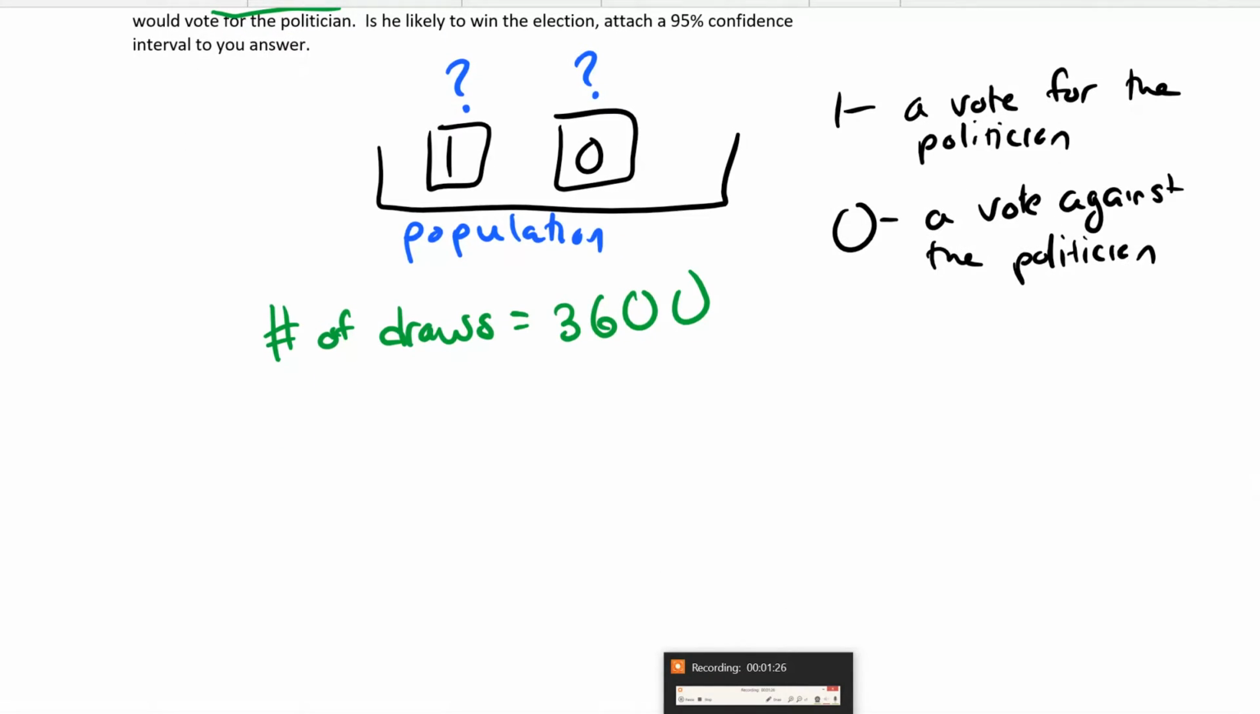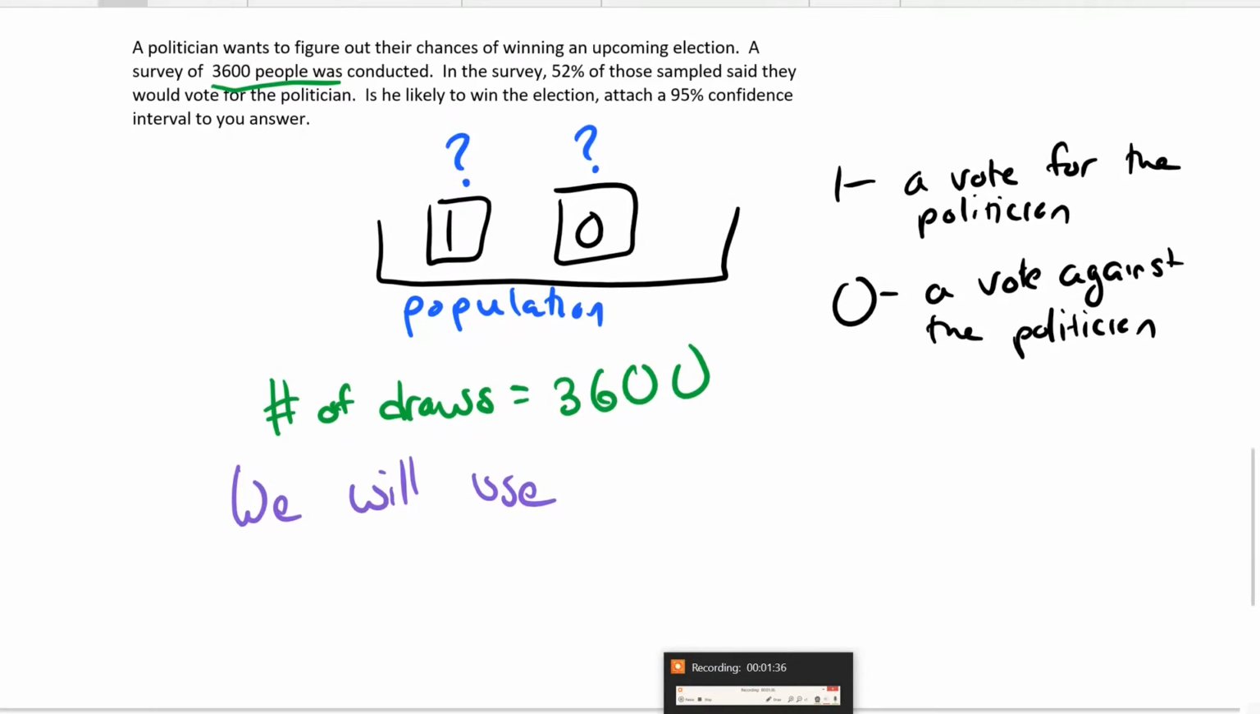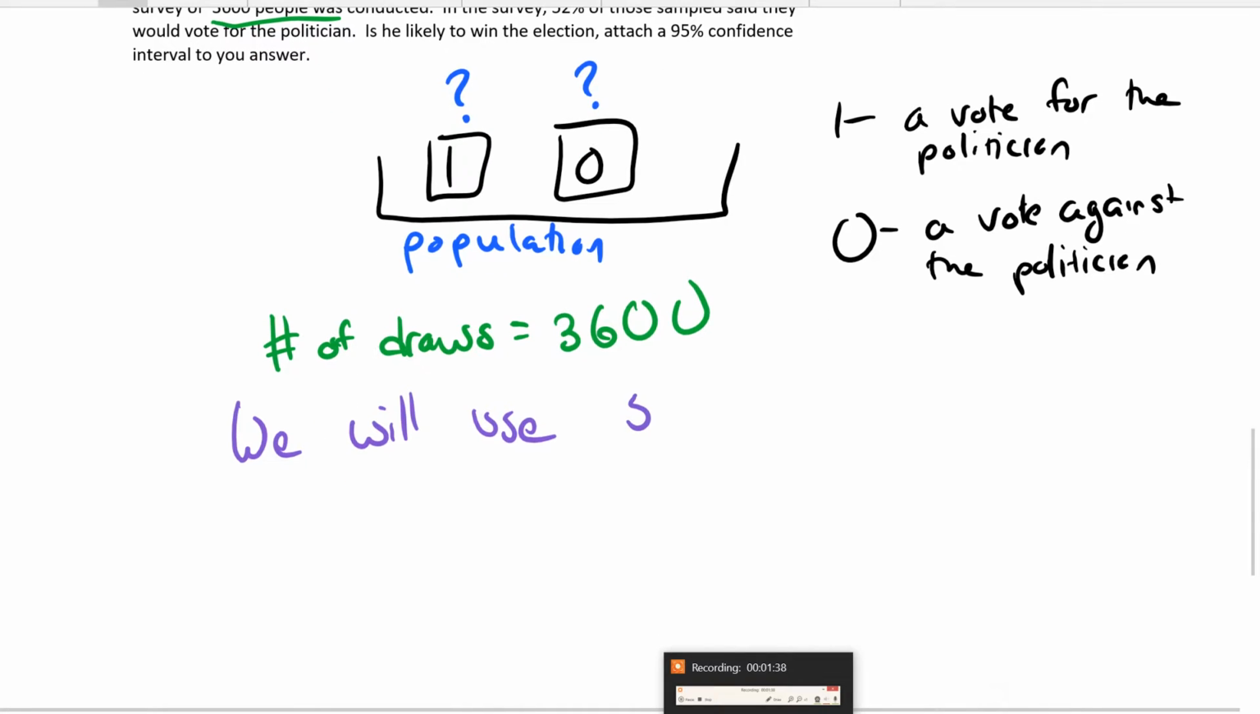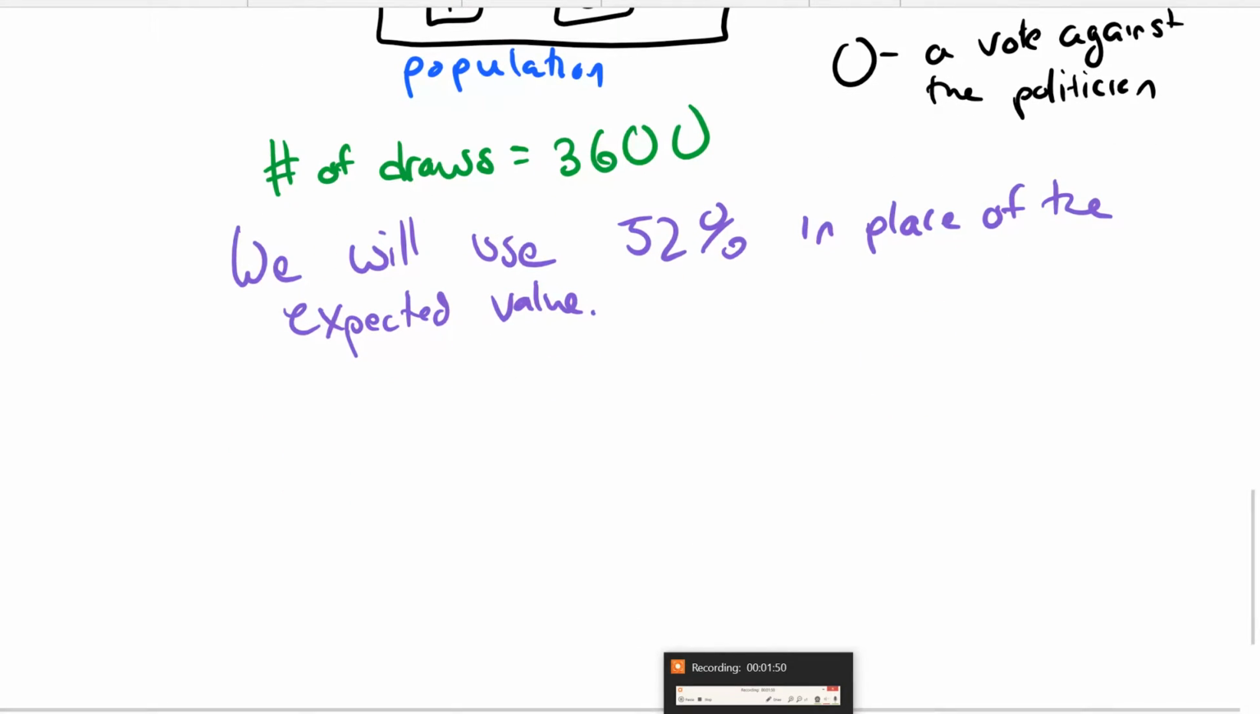So here we do not have an expected value. Instead, we will use the percentage of 1s in the sample in place of the expected value. We have a formula for the SE for percent.